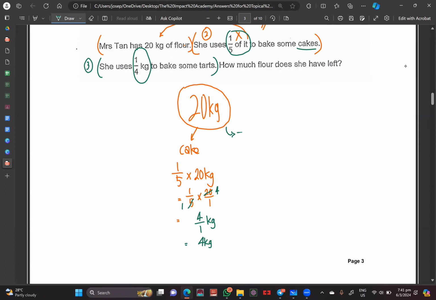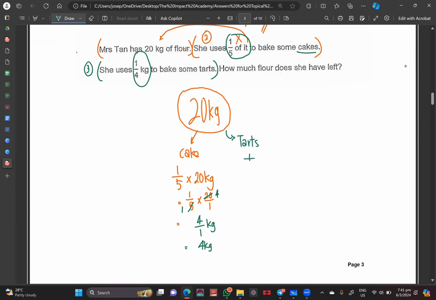For my tarts, I already know that tarts is how much? 1/4 kg. Teacher Joseph, why are you not multiplying? I don't need to multiply because I never see the word "of" over here. Do you understand what I'm saying? So now, I just have to write down tarts is equals to 1/4 kg, and that's about it.